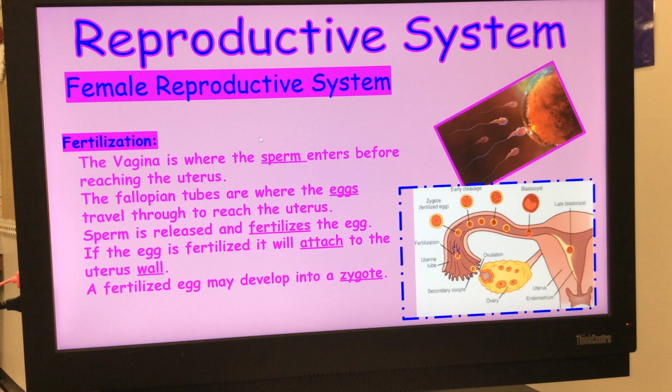Fertilization. The vagina is where the sperm enters before reaching the uterus. The fallopian tubes are where the eggs travel through to reach the uterus. Sperm is released and fertilizes the egg. If the egg is fertilized, it will attach to the uterus wall. A fertilized egg may develop into a zygote.